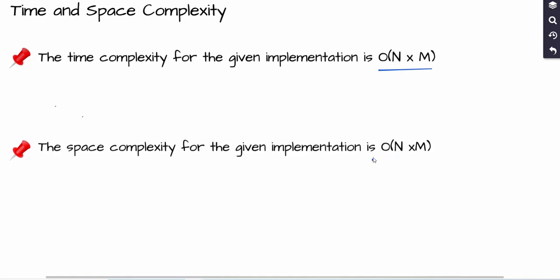While the space complexity is also big O of n cross m, because in the worst case I may store all the cells of the matrix into the queue. So imagine the case when all of the cells of the matrix contains water. So in that case, all of the cells are source cells, and hence the space complexity goes n cross m. I hope you got the analysis of time and space complexity. Let's jump to the implementation part.